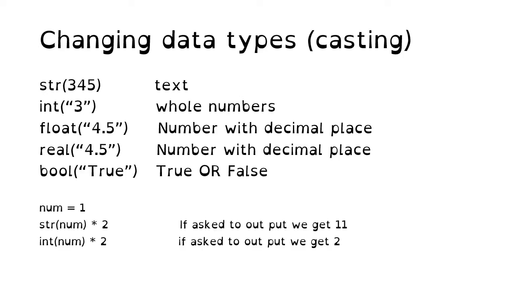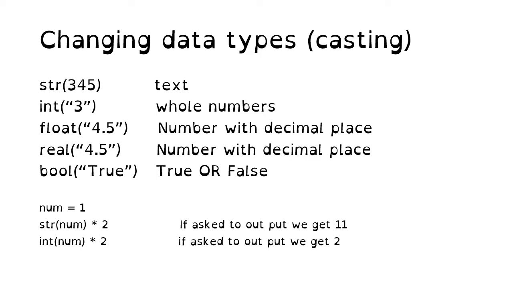Data types are used to specify to the computer how to treat the data. Now, we have string, which is text, integer, which is a whole number, float and real, which are both numbers with decimal places, and bool, which is true or false.